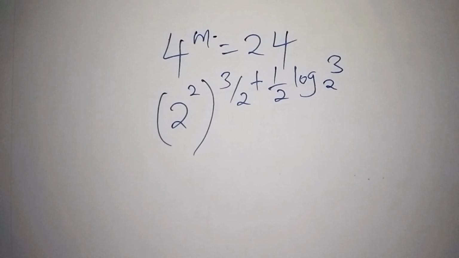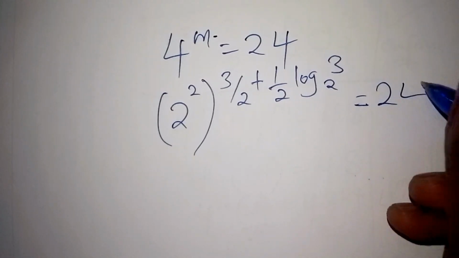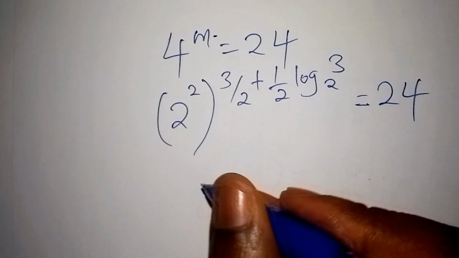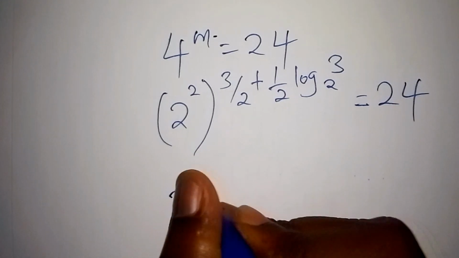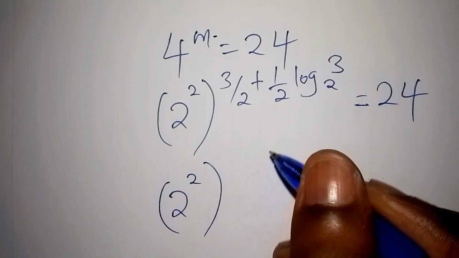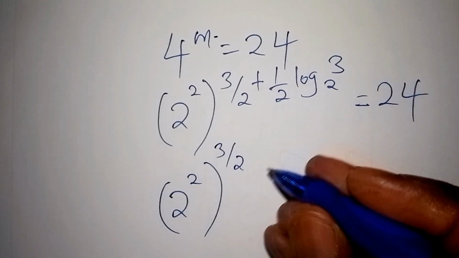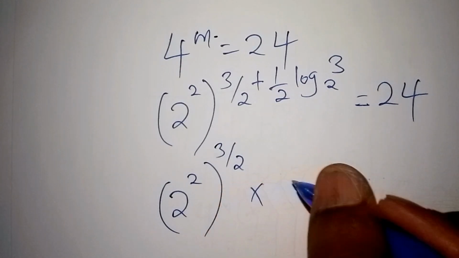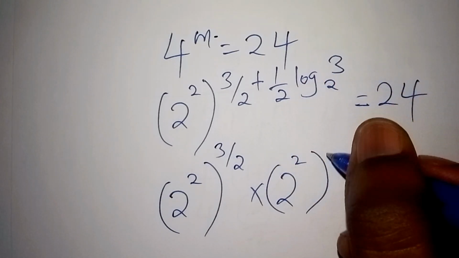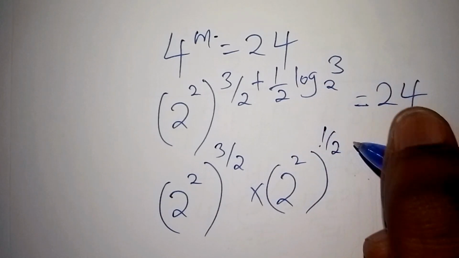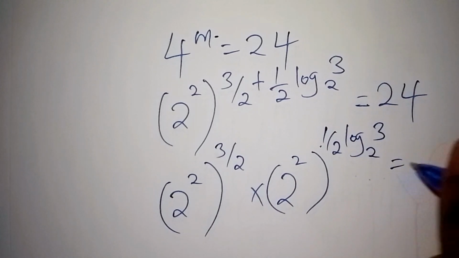So in this case, all of this is equal to 24. So let's check if it is 24. We can split this equation by saying 2 to the power of 2, then to the power of 3 over 2, where the plus sign shall now change to multiplication. So we shall also have 2 to the power of 2, then to the power of a half the log of 3 to the base of 2, is equal to 24.